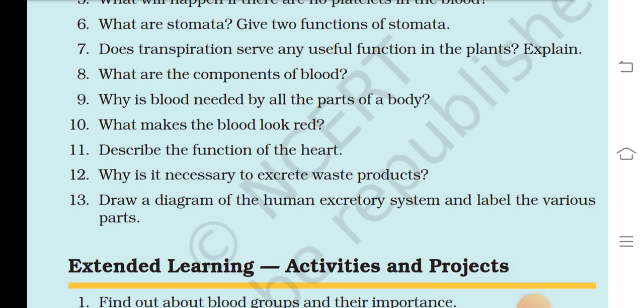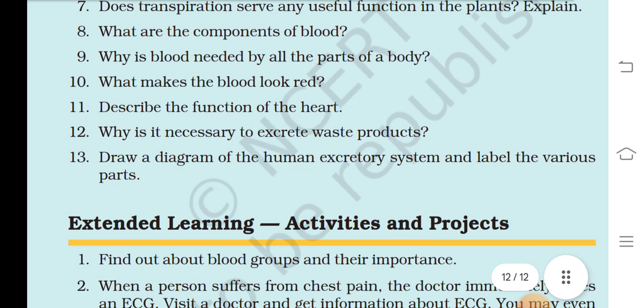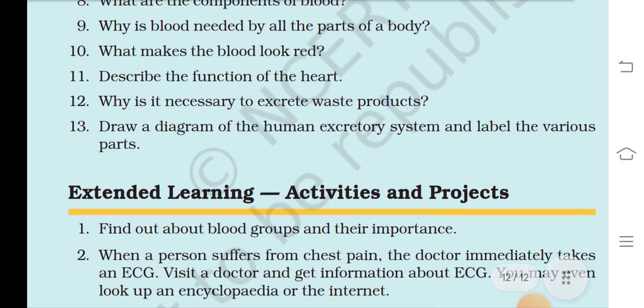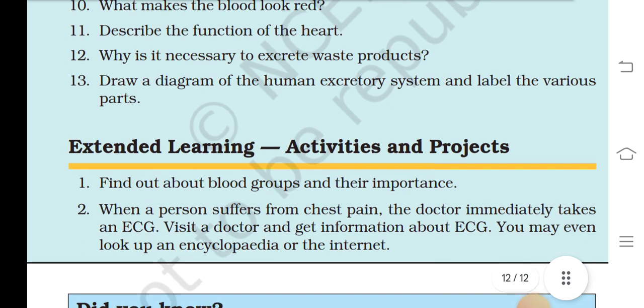Explain. What are the components of food? Why is blood needed in all parts of the body? What makes the blood look red? Describe the function of the heart. Why is it necessary to excrete waste products?